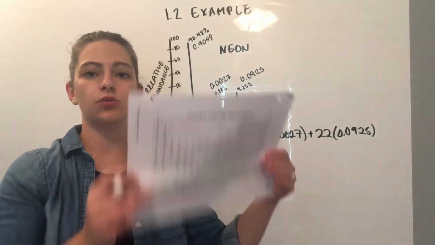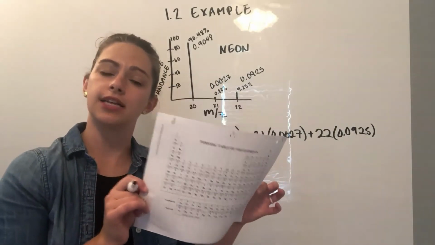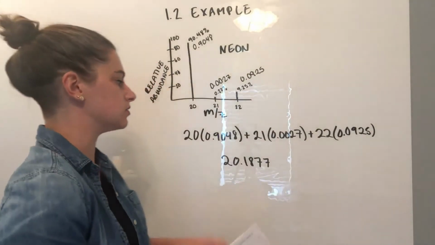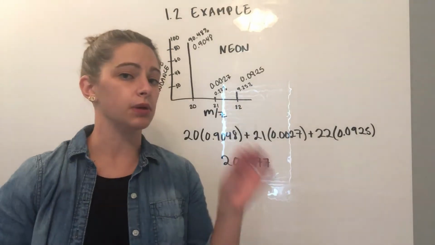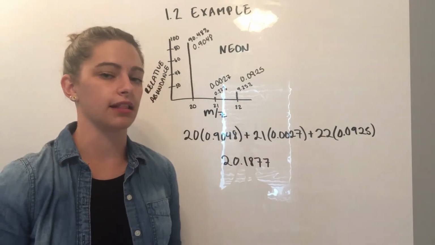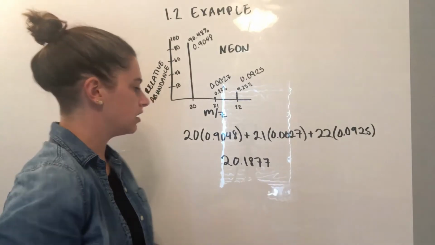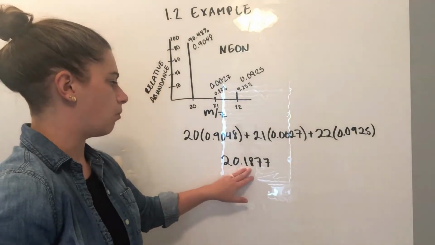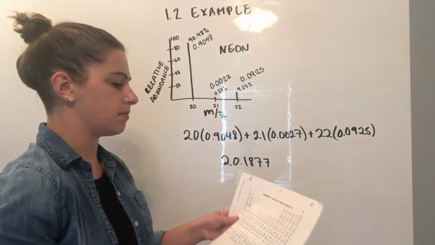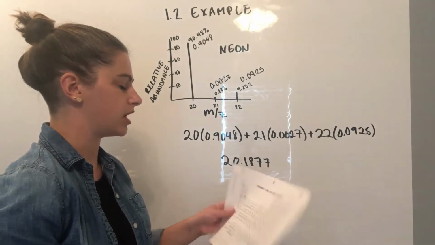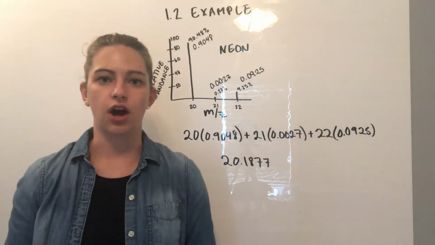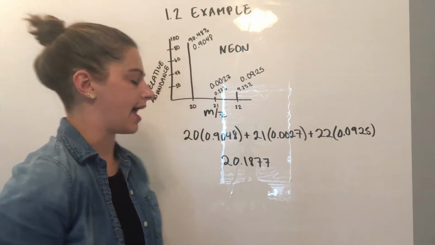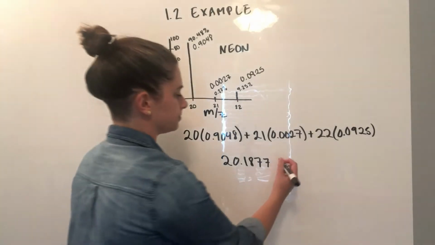And if we wanted to check that number, the convenient thing about calculating average atomic mass is you always have a periodic table. Your periodic table will tell you what the average atomic mass is, which means your calculated number should be pretty darn close, if not exactly what's given to you on the periodic table. So we get 20.1877. My periodic table tells me 20.18. That's awfully darn close, and I have done this calculation correctly.